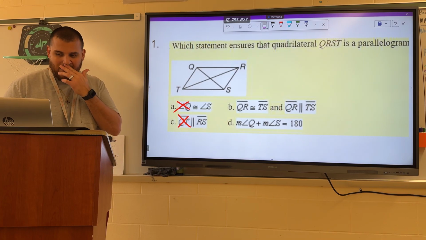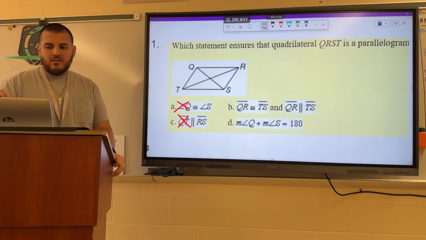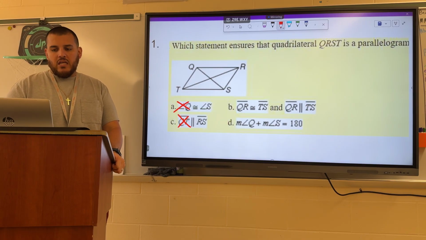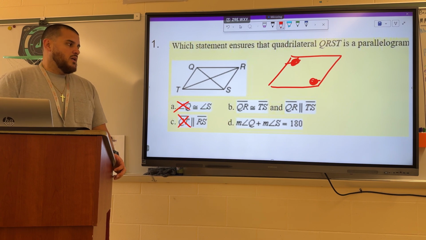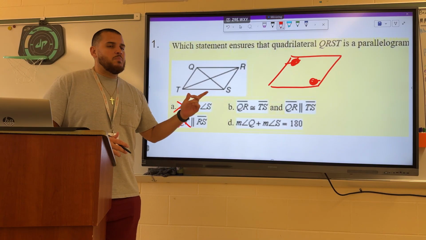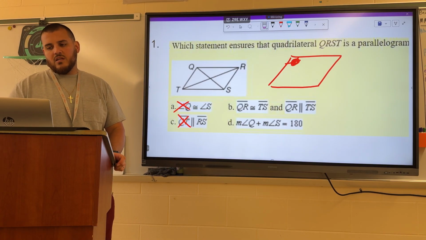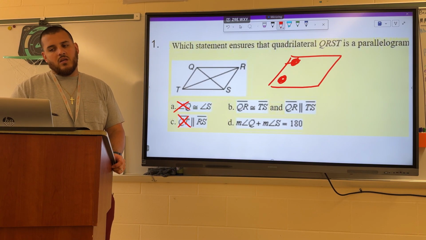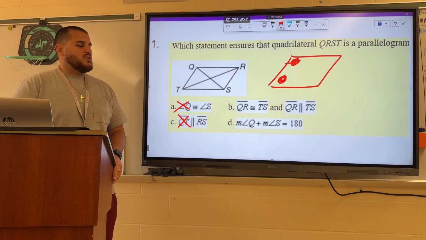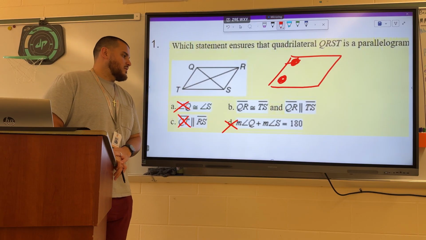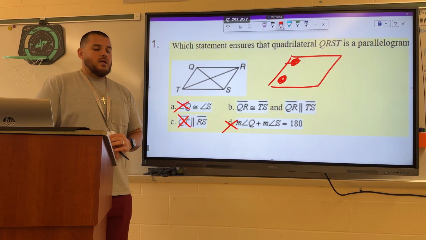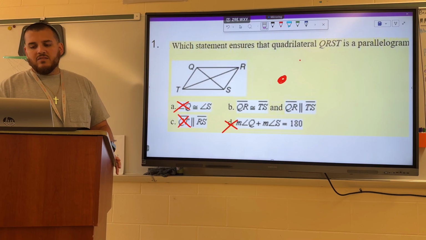Right, option D will also not work. Let's look at it really quick. It says angle Q plus angle S equals 180 degrees. Well, again, Q and S are these angles that are opposite from each other, this corner and this corner. Okay, in parallelograms, it's not the opposite angles that add up to 180. It's actually the consecutive angles that add up to 180, like those right there. So this does not give me any evidence of opposite angles being congruent to each other for this to be a parallelogram. Right, so that leaves us with option B.